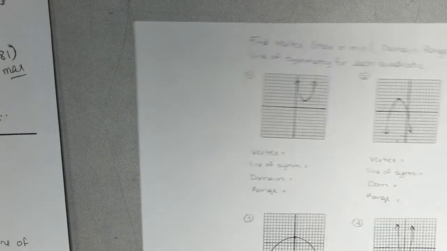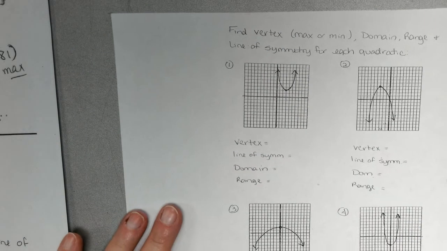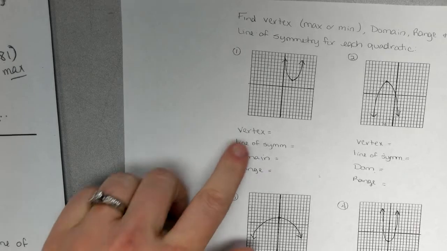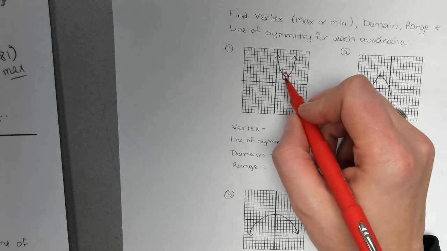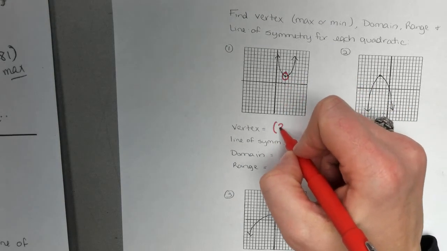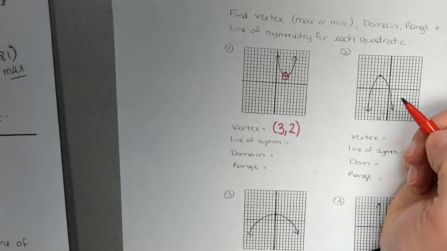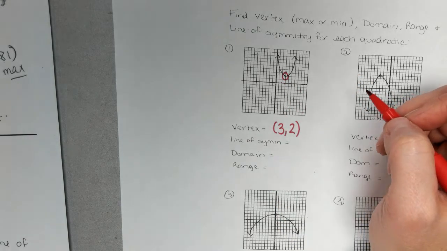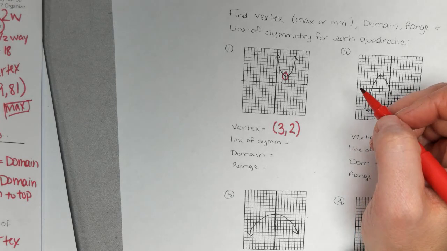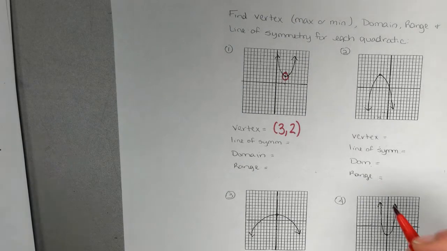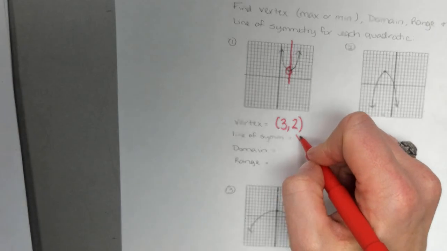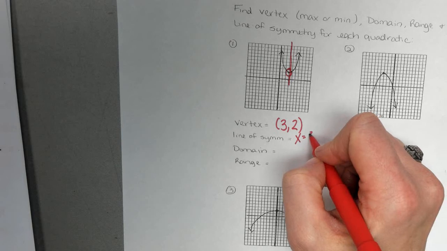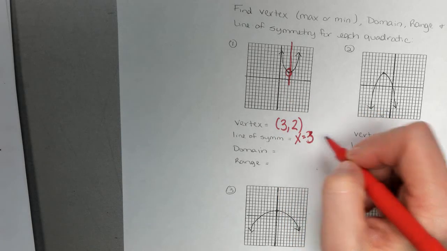Okay, let's do one more together. Page 2. So our vertex here, we don't have a, they give us the graph here. Our vertex is the point. It is at 1, 2, 3. 1, 2. That's our vertex. And then our line of symmetry goes right down the vertex. That's going to be at x equals 3.